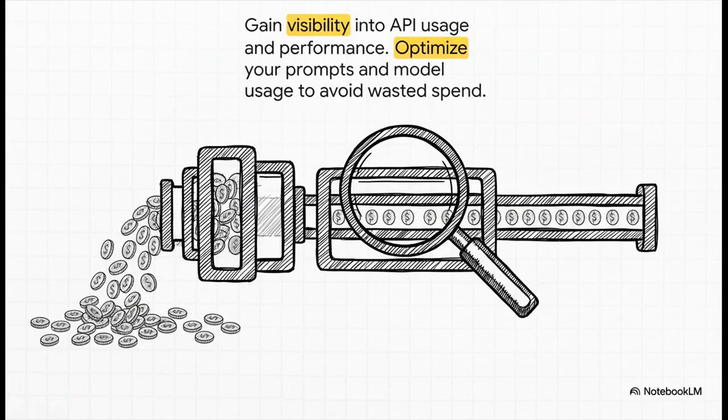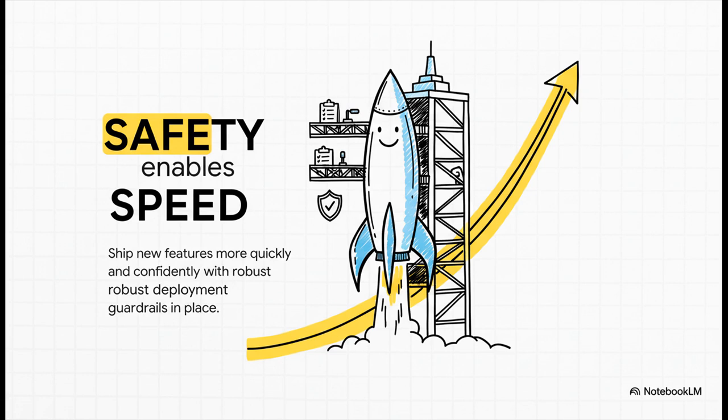Number two, let's talk about cost, because running these things at scale can get expensive, and I mean fast. LLMOps gives you the visibility you desperately need to actually understand your costs. By tracing every API call and watching performance, you can see where you're bleeding money and optimize your prompts to stop the waste.